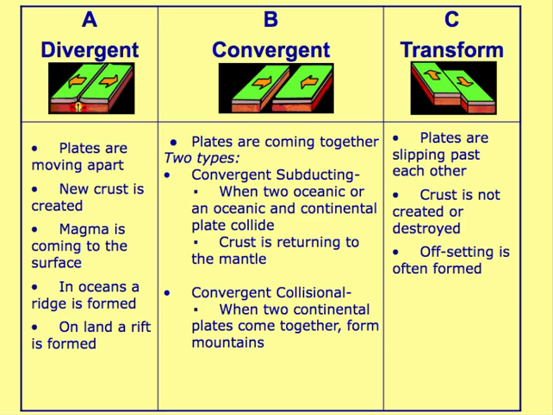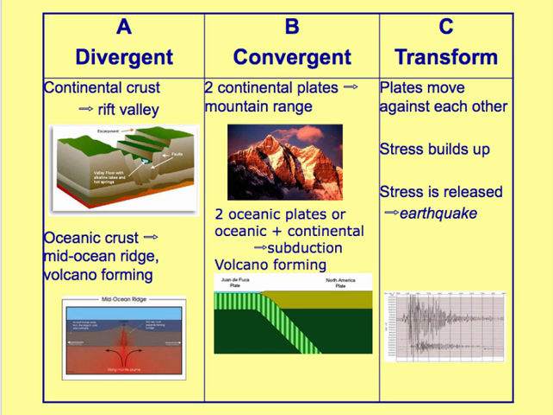In this instance, the crust is neither created nor destroyed, but you do have offsetting. And offsetting is caused by a wide variety of earthquakes, both small and large. So this slide tells you what kind of features you see on Earth. If you were to look at a bathymetry map, which is a map of the ocean floor and all of the features on the Earth's surface, these are the things you would be looking for.